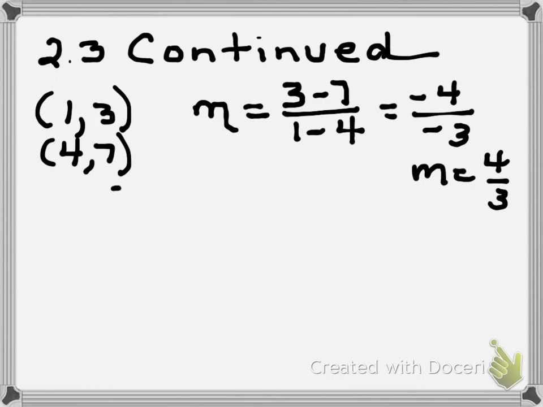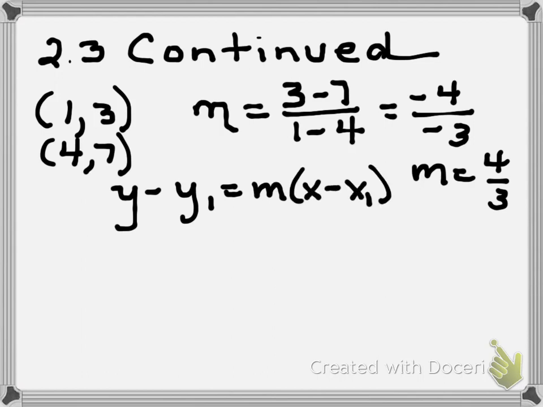So now I'm going to use the point slope formula. y minus y1 equals m times x minus x1. x1 and y1 are the points, and m is the slope. So I'm going to pick either of the 2 points. I'm going to pick the top point. It doesn't matter, just pick one of them. So y minus 3 is equal to the slope, which is 4/3, times x minus 1.